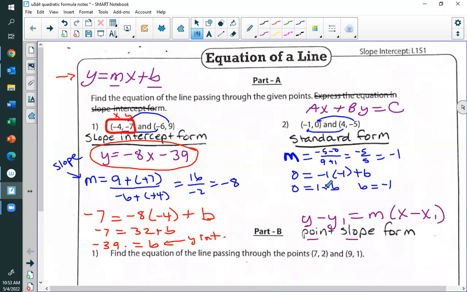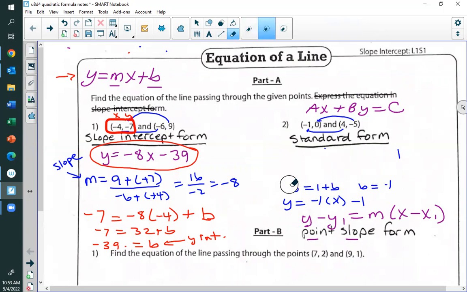If I write this in slope intercept form, then I have y equals m, which is -1, times x minus 1. You don't have to have those parentheses. I don't know why I put them there. Okay, it wants me to write this in standard form though. So I'm out of room and I'm going to erase a little bit of my stuff. I have slope intercept form, but I need standard form.